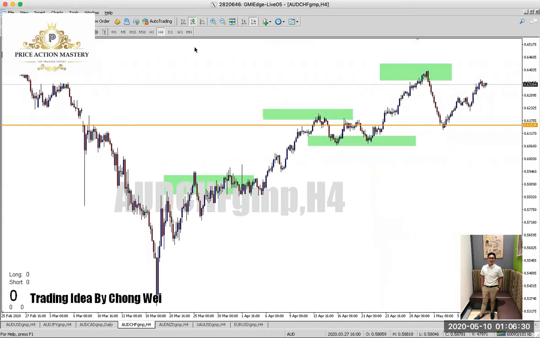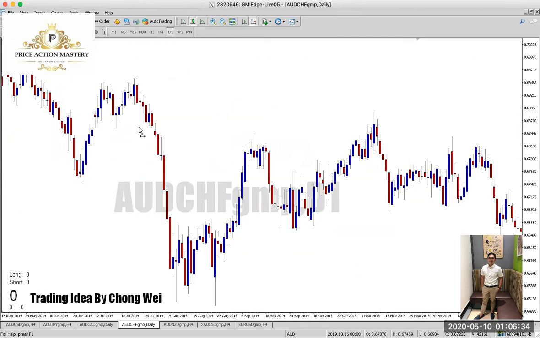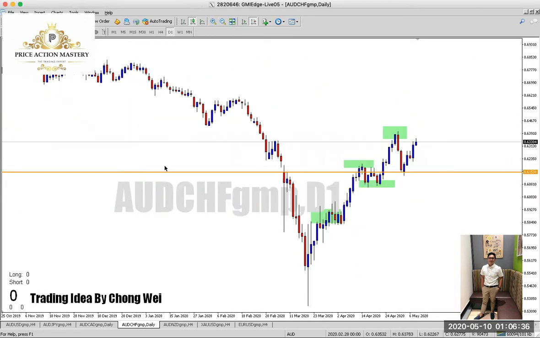Next will be Aussie Swiss franc. Basically, with Aussie Swiss franc, we can clearly see that the market is still in an uptrend. So this is higher high, higher low, higher high. So here will be the higher low. In the daily chart, even though the market comes back to this area, we still know that buyers are going to come in because this is considered a higher low.